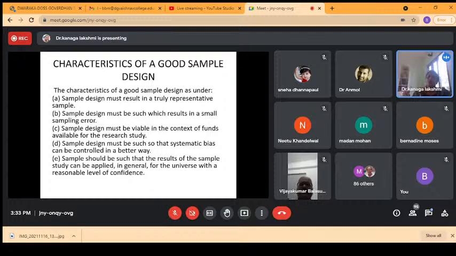The sample should be such that the results of sample studies can be applied in general to the universe with a reasonable level of confidence. That level of confidence, 95%, 5%, will be there. A reasonable level of confidence must be there when you apply the sample study in general. They will give a table for the high-score tests, and in that table you will see the level of confidence, the acceptance 5%, 95%, 1% level of confidence, the significance and all, and you will relate the things.